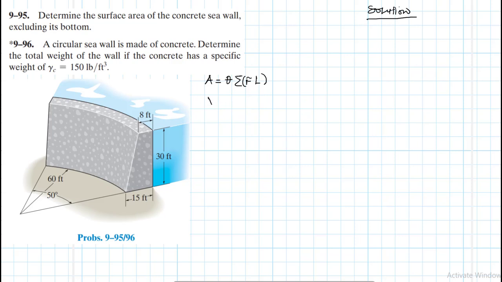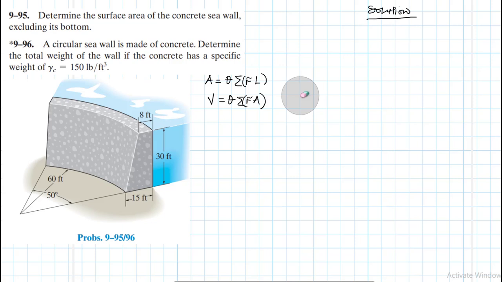And if we are dealing with volume, we are going to be using this formula. Volume is equal to theta times the summation of the centroid, the location of each area, times the area. So this is another formula that we can use for volume, where theta is in radians. These are the two formulas that we are going to use to compute the surface areas as well as the volume.